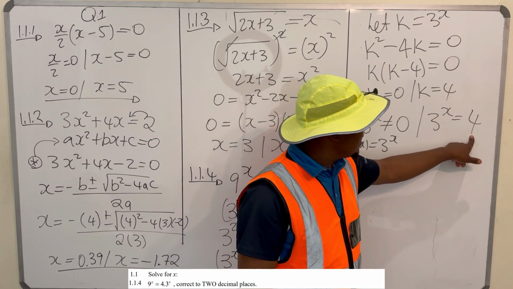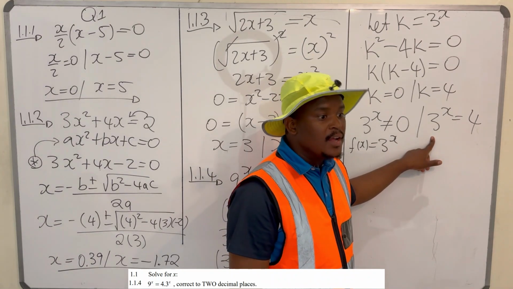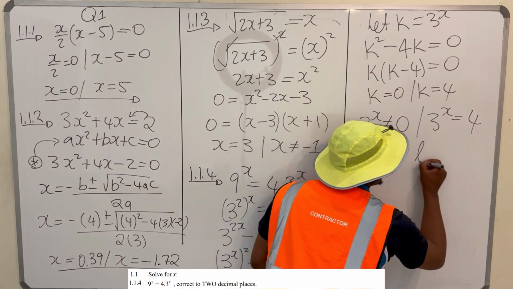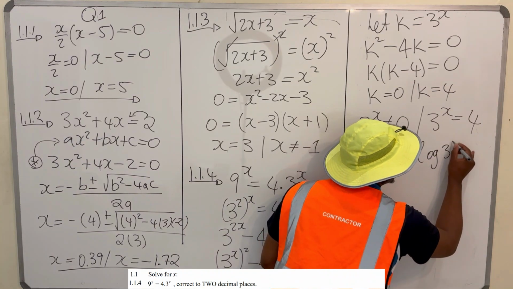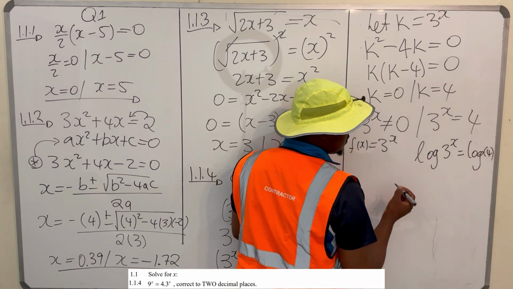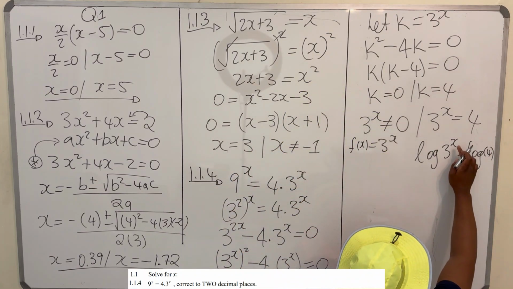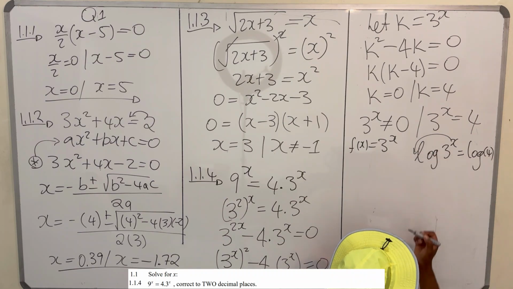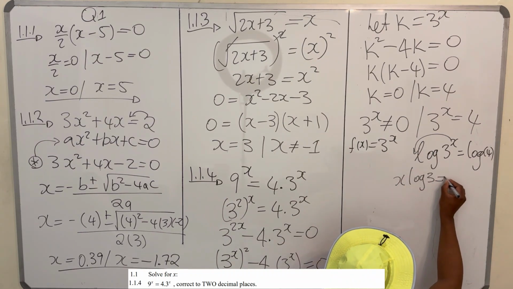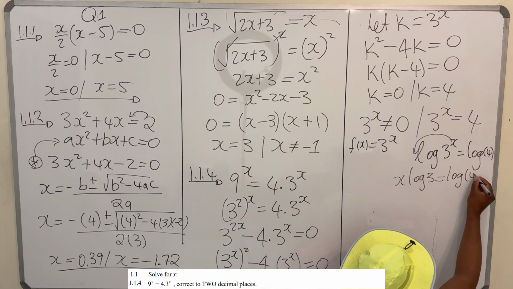And this one here, you can factor this such that it has a base of 3. Then this is where you apply the logs. So you apply the log of 3 raised x is equal to the log of 4. And once you apply the log, this exponent comes to the front to multiply here. So you have x log 3 is equal to log 4.